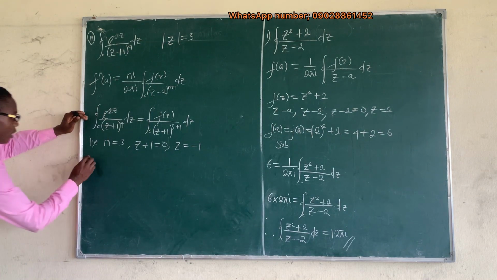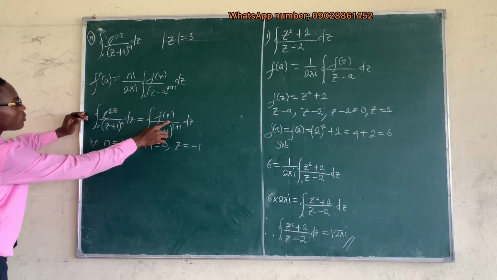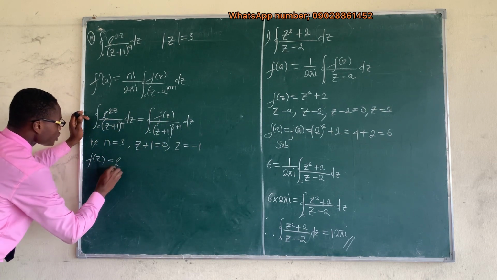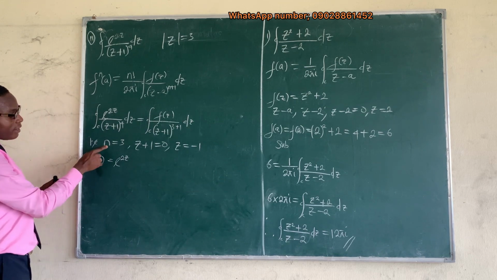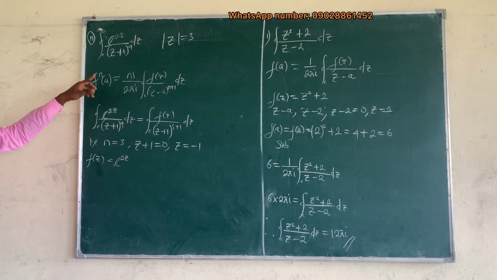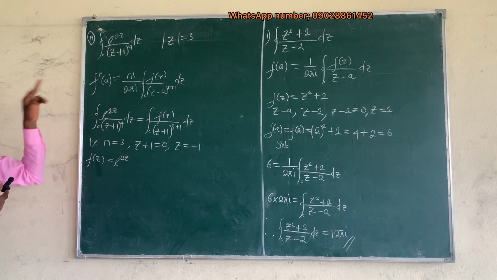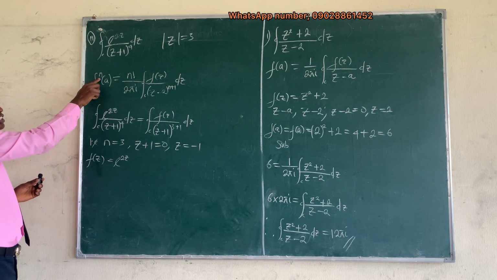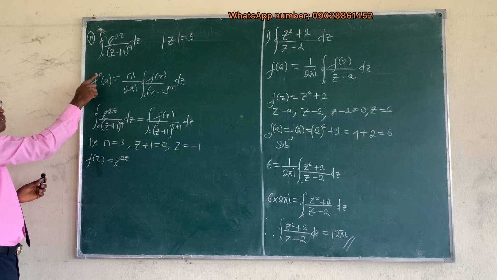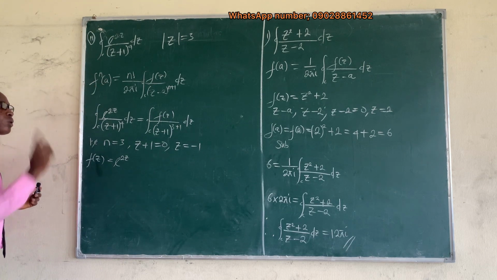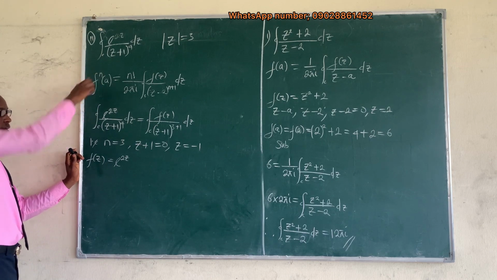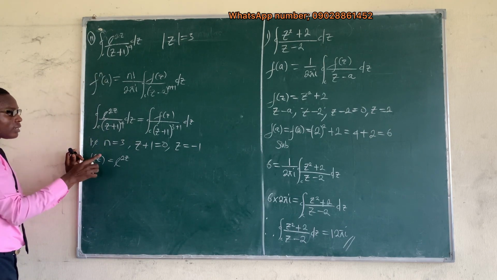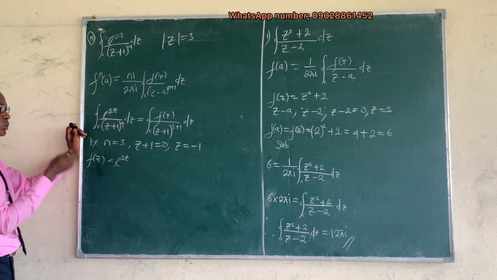So f of z is equal to exponential 2z. So if n is equal to 3, the formula asks us to differentiate the function up to the power of n. F superscript n of a simply means differentiate the function up to the power of n and then put in the singular point. So we are going to differentiate this function f of z up to the power of n, and n is 3. So we are differentiating this function thrice.